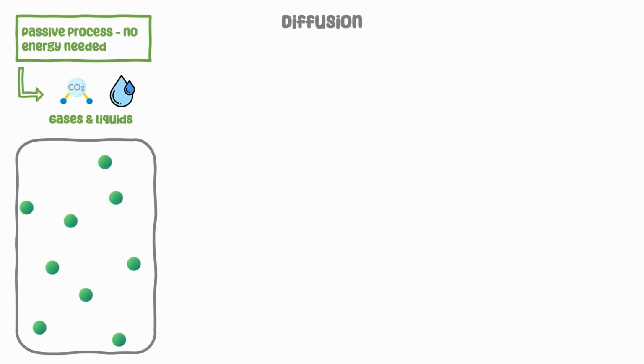Diffusion is a passive process. This means that it does not require energy. Diffusion happens both in liquids and gases. This is because the particles in these substances are free to move about randomly.